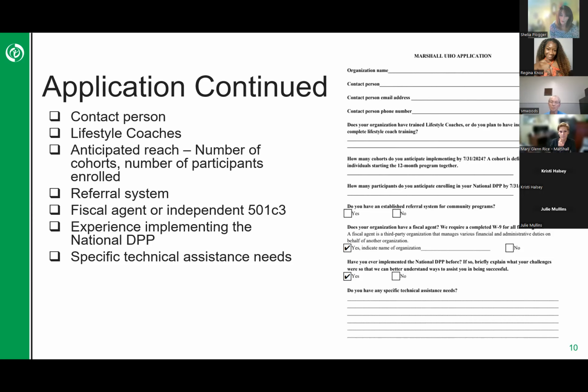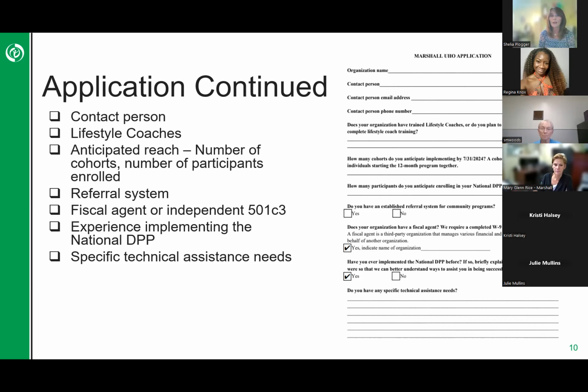Also, we want to know if you have a fiscal agent. Most folks do, and Mary Glenn will talk a little bit more about that and some of the paperwork that will be required moving forward once your application is accepted. And then we also want to know if you've ever implemented the National DPP, and if there were any barriers or challenges to that. That really helps set the stage for the technical assistance that we can help you with along the way.